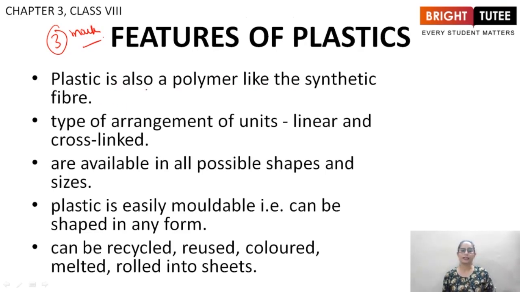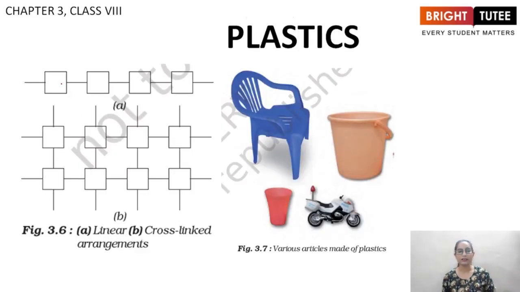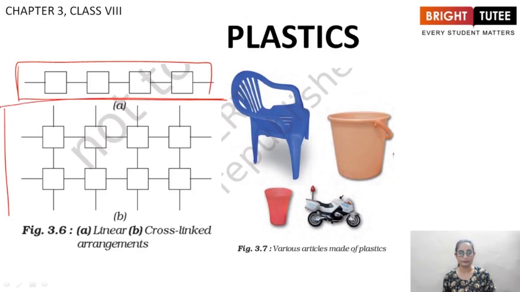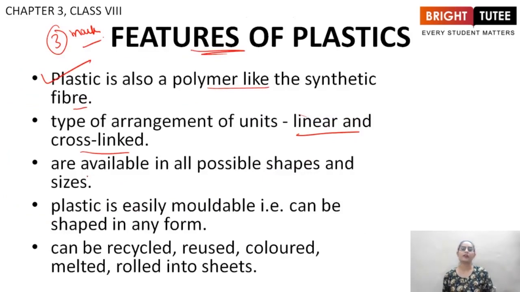First of all, plastic is also a polymer like synthetic fiber. This is a feature, right? It is not something of an advantage or disadvantage. This is a feature, right? So you have to list down all of these. The types of arrangement of units present in plastics are of two kinds, linear and cross-linked. You can also show the diagram. This is the linear arrangement, and the second one is the cross-linked arrangement. Alright? They are available in all possible shapes and sizes.